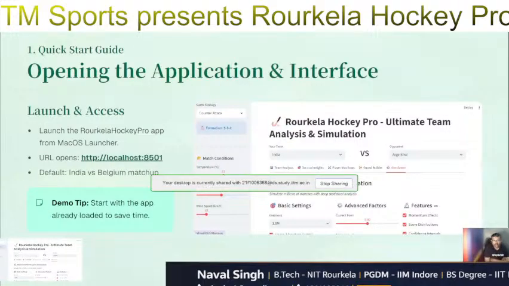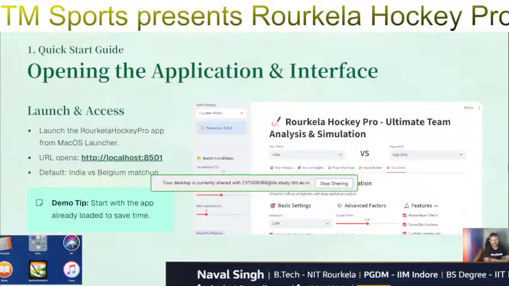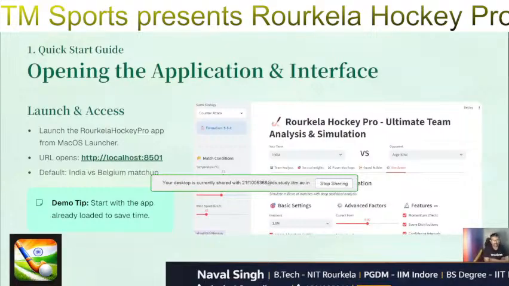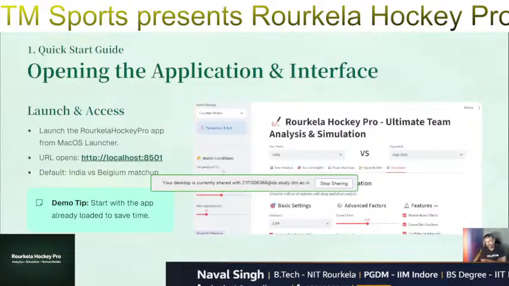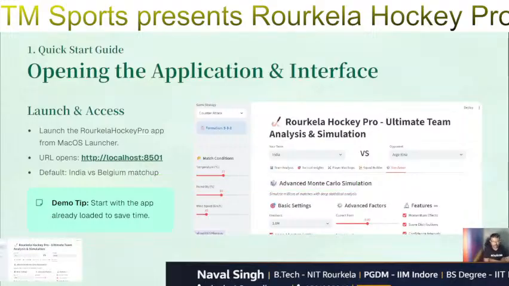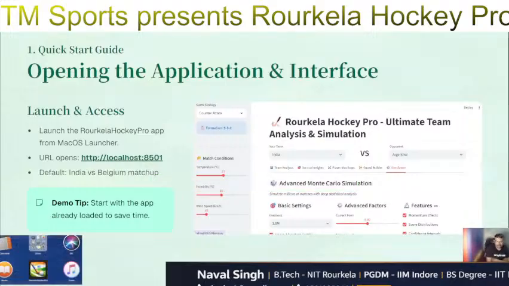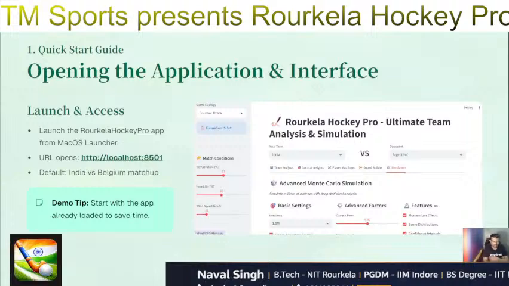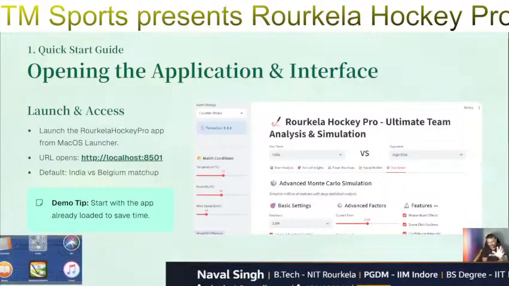So once you launch the Rourkela Hockey Pro app from the macOS launcher, it opens a screen that looks like this. It will open in your default browser, and the default setup is India versus Belgium. So this is how it looks on the screen. It says Rourkela Hockey Pro Ultimate Team Analysis and Simulation page, and then it has some controls which I'll explain next.